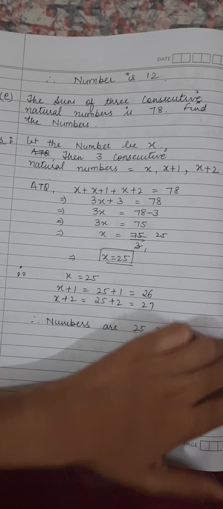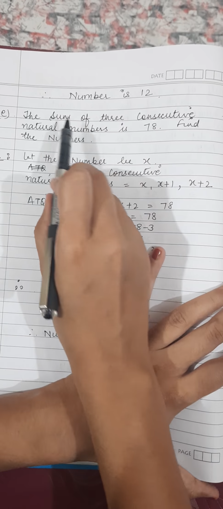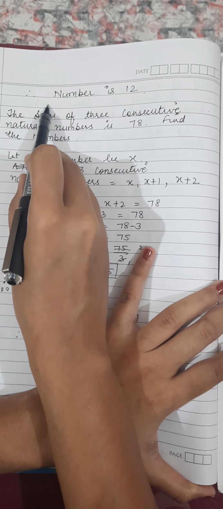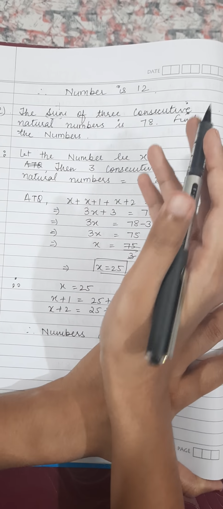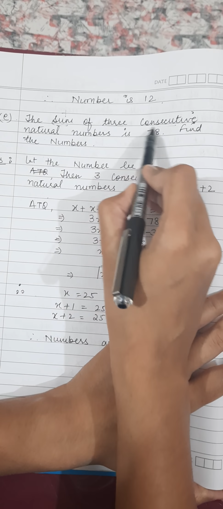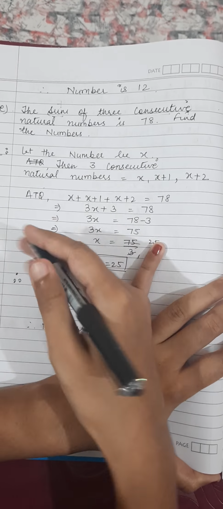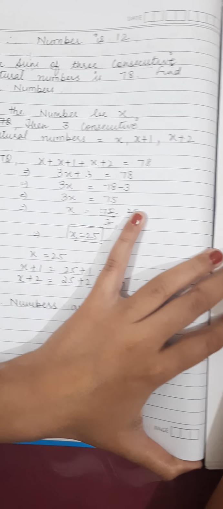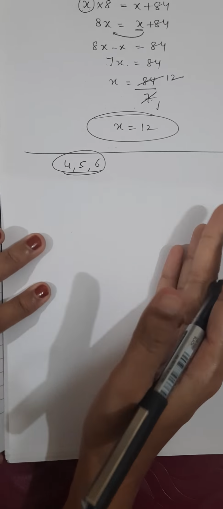The sum of three consecutive natural numbers. Okay, now what is the meaning of this line? Sum of, now we have to do addition of 2-3 terms. Now which are those terms? 3 consecutive natural numbers. Consecutive means the numbers which are coming one after the other. They are asking 3 natural numbers. I can write 4, 5, 6. They are coming one after the other. They are consecutive numbers.